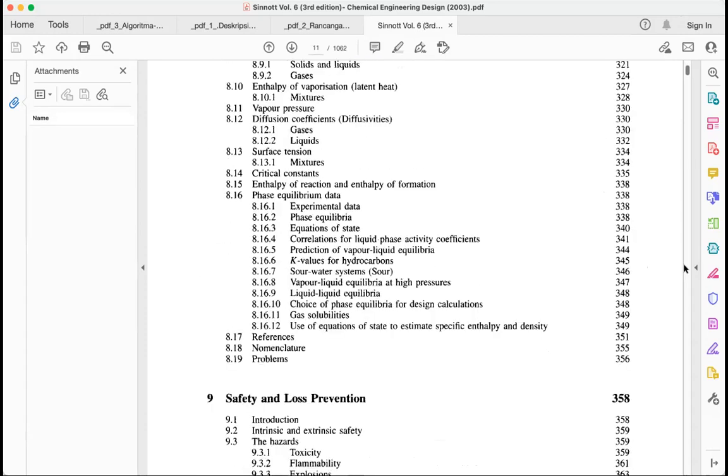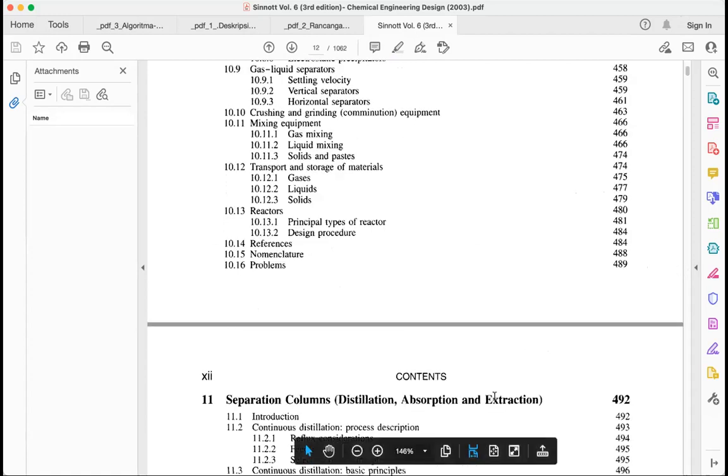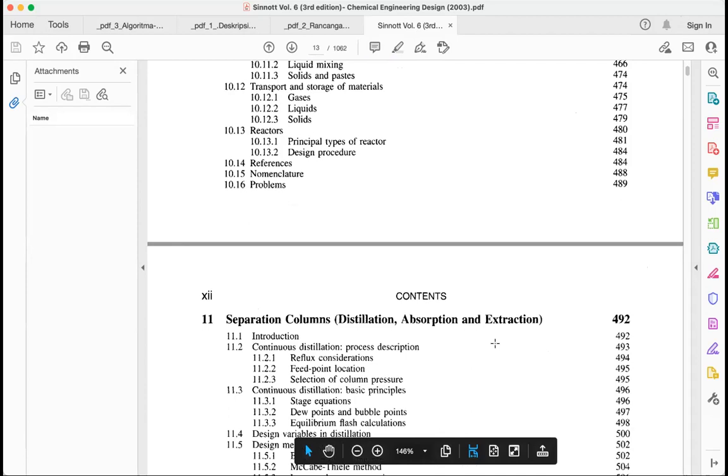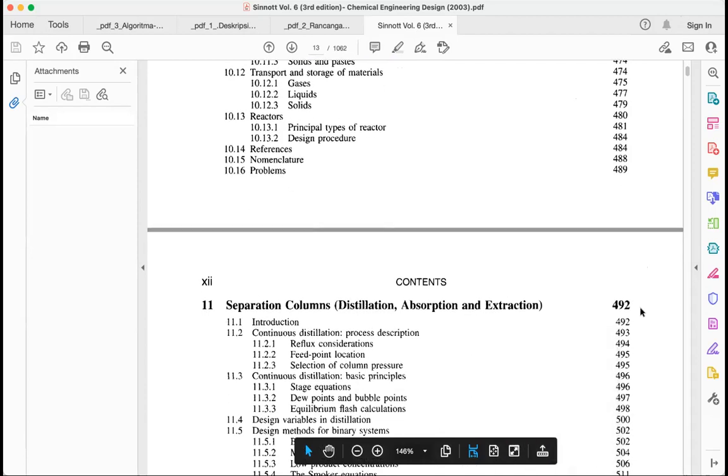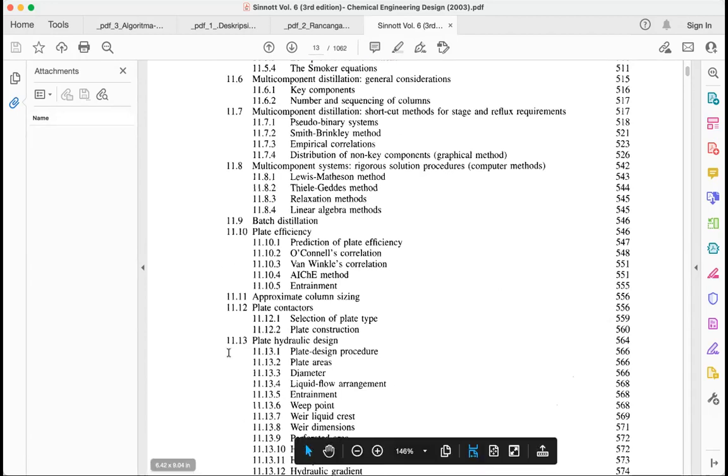Costing, material, design. So, it's all about the separation column in distillation, absorption, and extraction. We're going to learn about that here, and then there's also multi-component distillation, and then this one is the plate hydraulic design and how to design the column sizing. We're going to use this one.